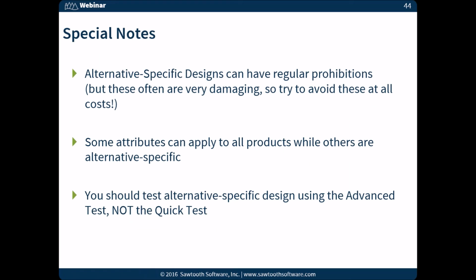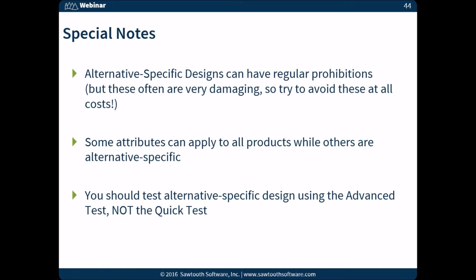Just a couple of special notes. Alternative specific designs can have regular prohibitions. We don't not allow you to have them, but we will tell you that they're going to be very damaging, so we really recommend avoiding these at all costs. And some attributes can apply to all products, while others are alternative specific. An example there would be the time it takes to get to work might be applicable to all of the modes of transportation, right? While the others, when we're talking about round-trip fare and Wi-Fi availability, those are alternative specific attributes.